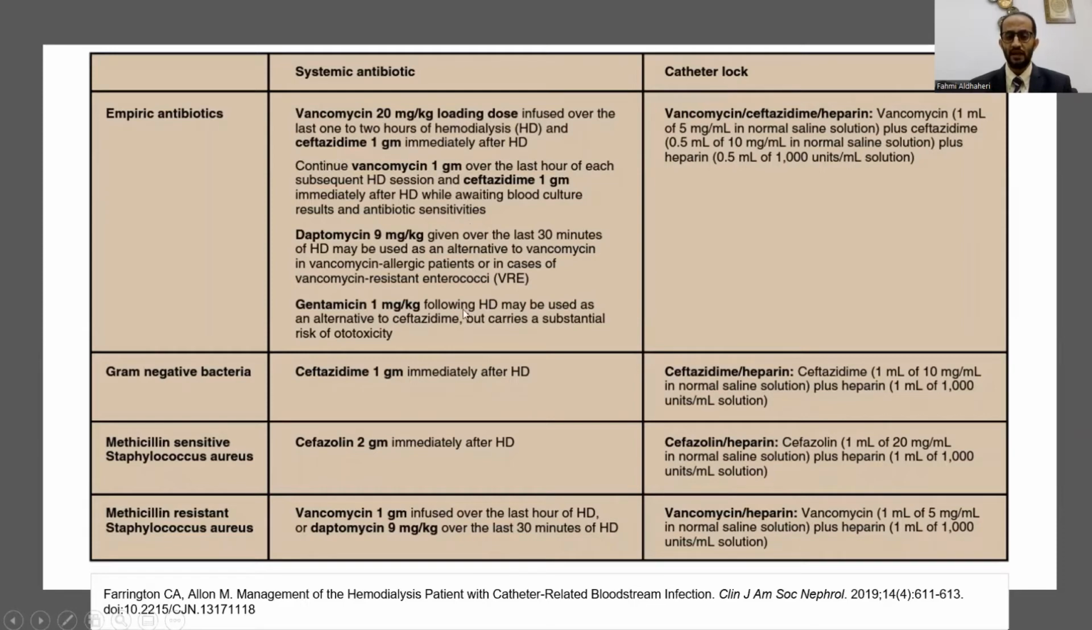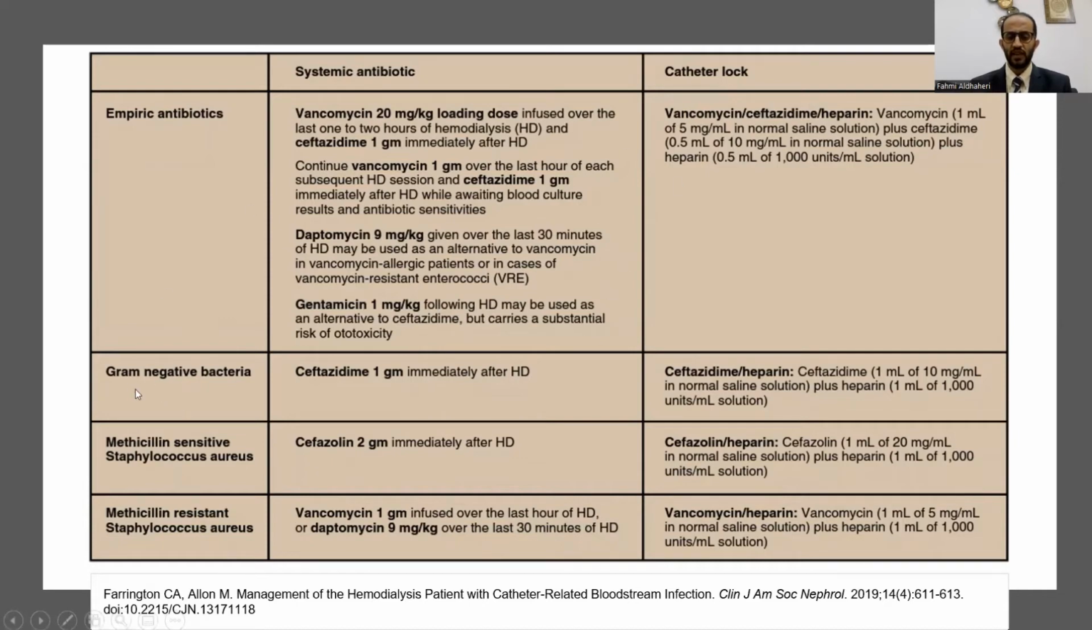If the patient has an allergy to vancomycin, or the blood culture grows vancomycin-resistant enterococci, then you start daptomycin. Gentamicin is used in some dialysis centers because they don't have other antibiotics. It can be used, but there is a risk of ototoxicity, and also a risk of losing the residual kidney function if the patient is still passing urine.